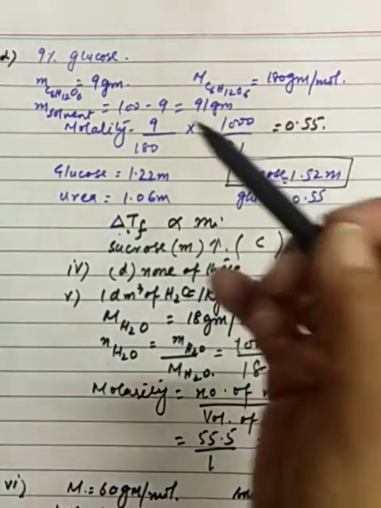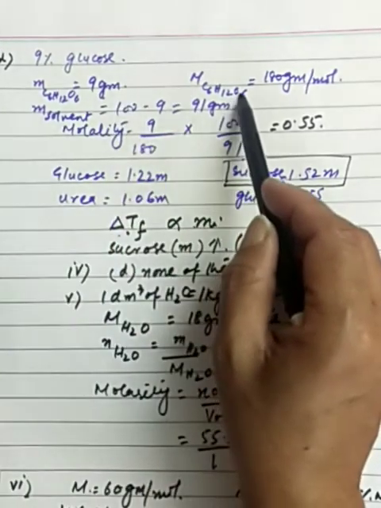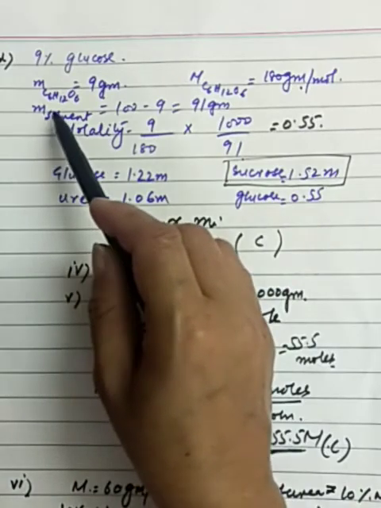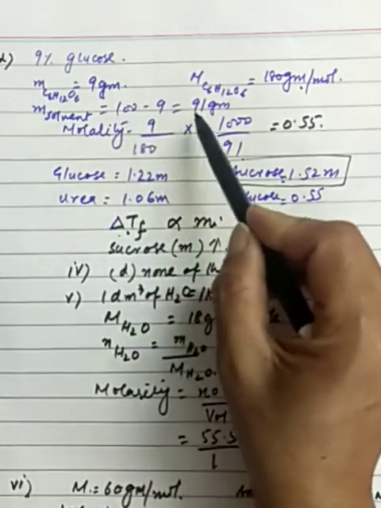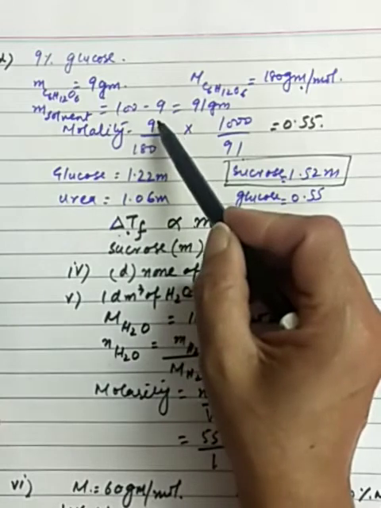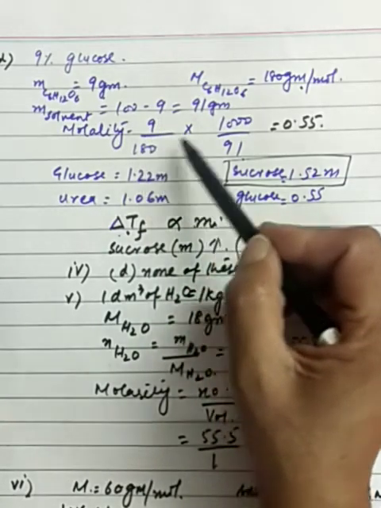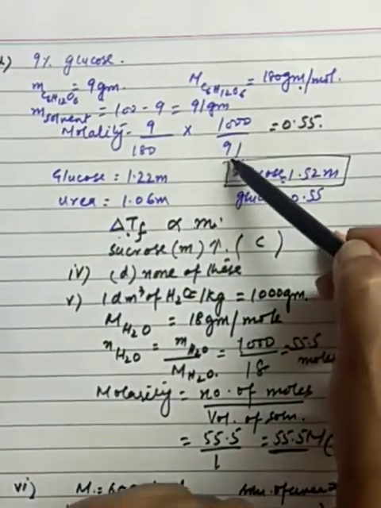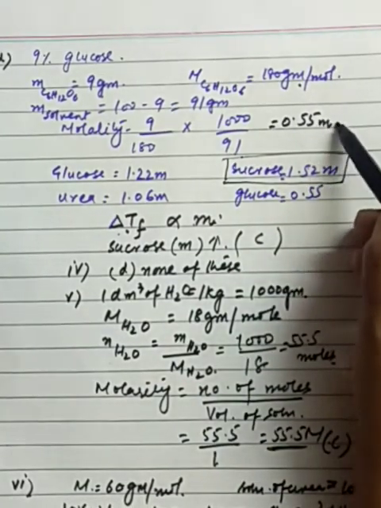Nine percent glucose means that the mass of glucose is 9 gram. Molar mass of glucose is 180 gram per mole. Mass of the solvent is found by subtracting 9 from 100. It will be equal to 91 gram. Molality is equal to mass of glucose divided by molar mass of glucose multiplied by 1000 over mass of solvent in kg, that will be equal to 0.5 molar.